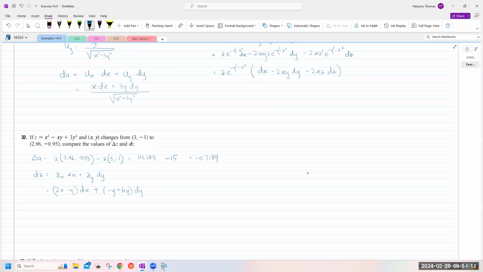Now dz at (3, -1) will be equal to 2 times 3 minus -1, dx, plus negative of... I'm sorry, I think it should be x, not y. There should be x there. So negative 3 plus 6 times -1, dy. So that's 7 dx plus -9 dy.